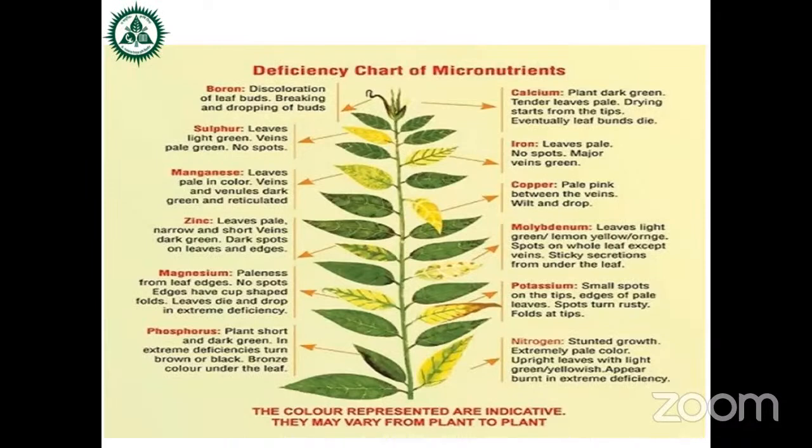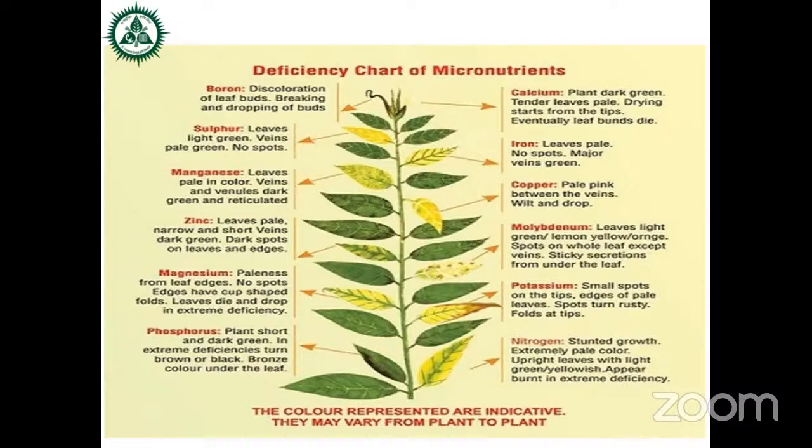You can see in the chart, there are deficiency symptoms because of boron: discoloration of the leaf buds, breaking and dropping of the buds happen because of the boron. Also, we can see there is deformation in the shape of the fruits. There are different sizes of fruits present because of the boron deficiency.